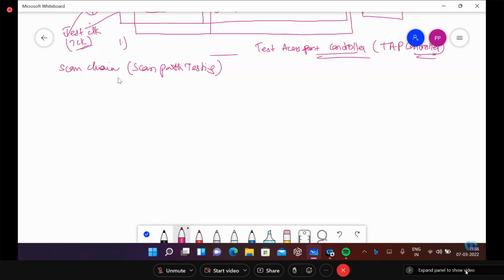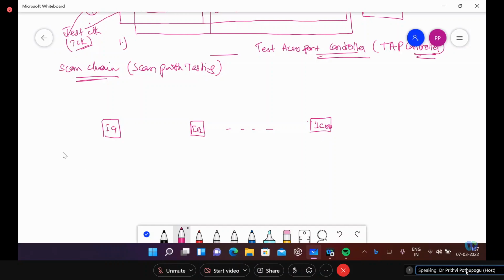What is a scan chain? I have different ICs, the same or similar ICs that I'm testing: IC1, IC2, and so on to IC100 or 1000. That means 1000 ICs I'm putting in a series now.